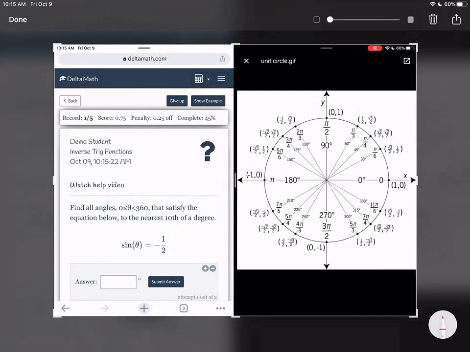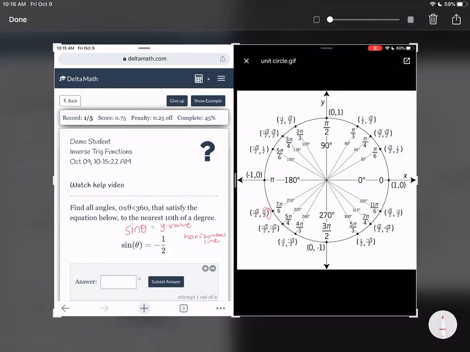So we're going to have sine of theta is equal to -1/2. So remember that sine is your y value. Could have just written y, but I wrote y value. So remember that last time I told you you can draw a horizontal line. So that's what we're going to do. We're going to draw a horizontal line at the y value of 1/2.